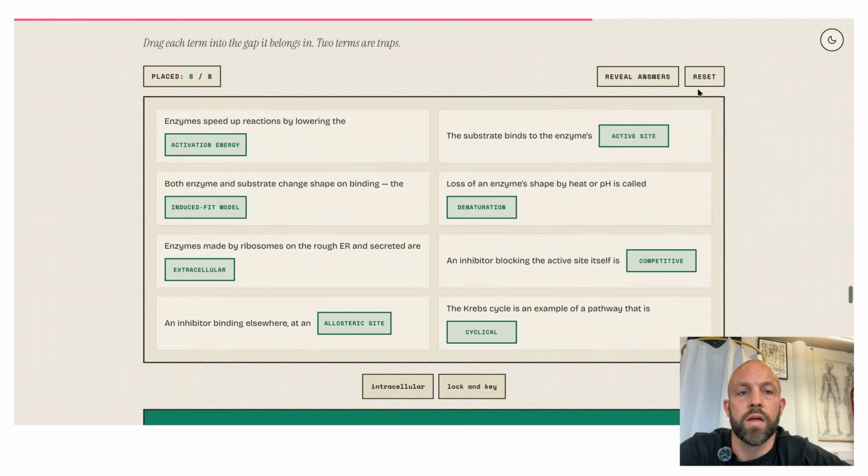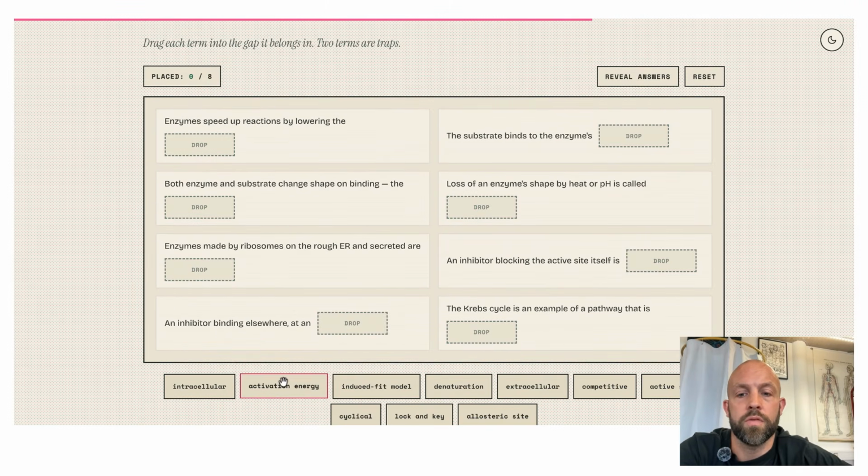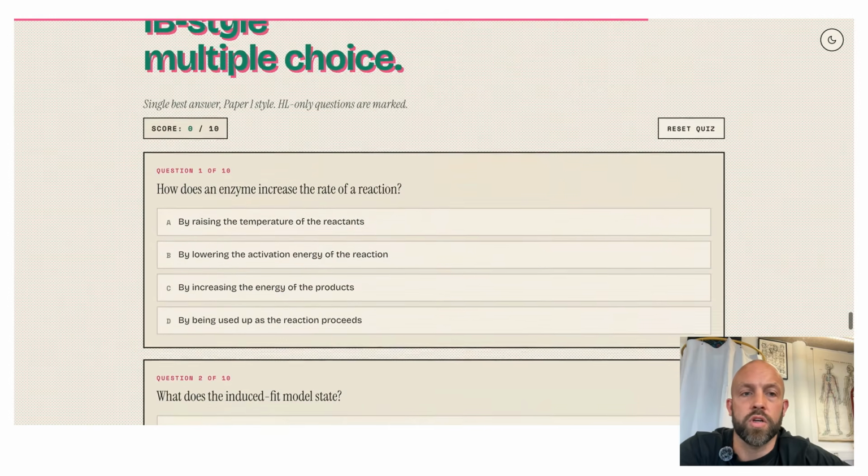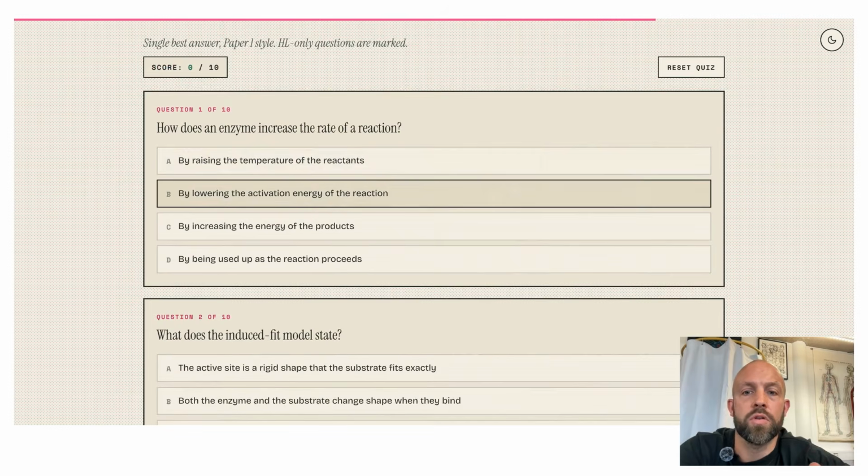As with all the other interactive lessons, I've got a few activities for you. Here are the answers, but you can drag and drop them yourself, and there are some multiple choice questions to finish off. There are 10 here, and there's also another multiple choice test on my website that is free for you to access with instant feedback. Let's just do the first two.